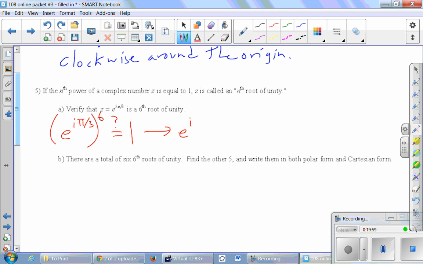Okay, let's give it a shot. e to the i times pi over 3 raised to the 6th. When you have a power to a power, you get to multiply those powers together. So that's e to the i times 6 pi over 3, which is just 2 pi.